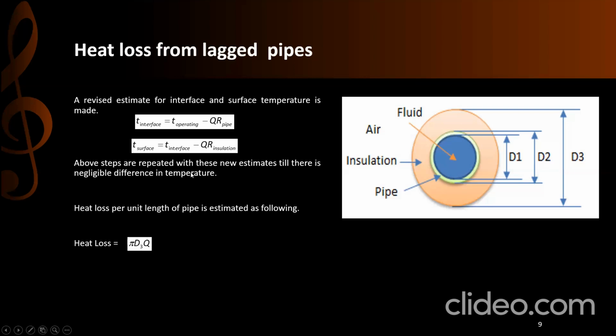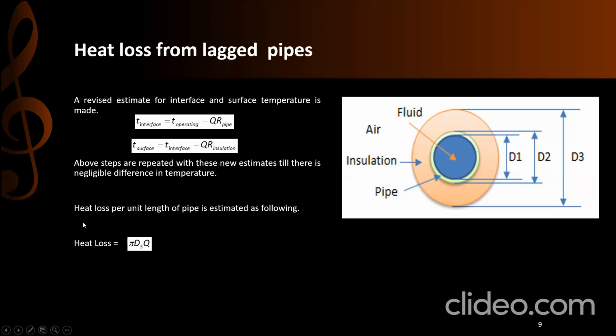Above steps are repeated with this new estimate. Still, there is negligible difference in temperatures. So, trial and error na solusyon nyo. Diba? Ito yung pipe. So, ito yung surface mo. So, kasi ina-average mo yung temperature. Initial trial mo is yung ambient saka ito. So, next time, kunin mo na itong interface. Kasi interface saka ambient, yan ka naman mag-average. Diba? Hanggang sa wala nang change.